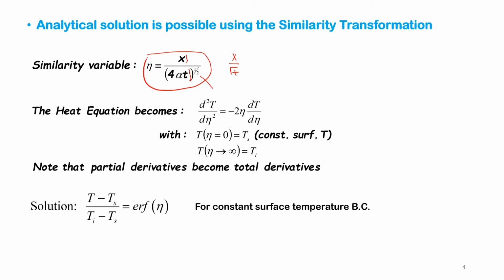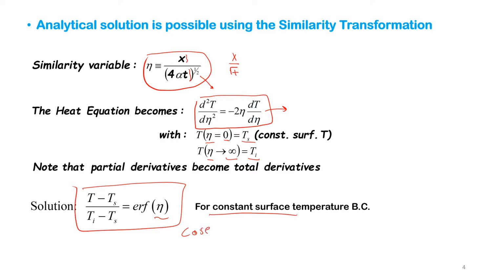After several calculus manipulations, we converted the heat diffusion equation into an ordinary differential equation, and this was the equation after the transformation. The boundary conditions also need to be changed: x equal to 0 corresponds to eta equal to 0, and t equal to 0 corresponds to eta equal to infinity. After you carry out the integration, you obtain this solution: (T minus Ts) divided by (Ti minus Ts) is equal to the error function of eta. This is for case 1.